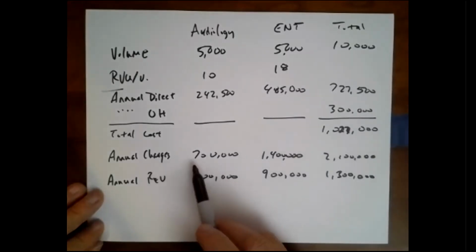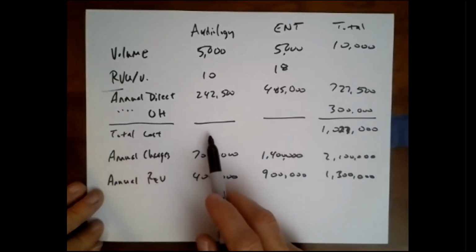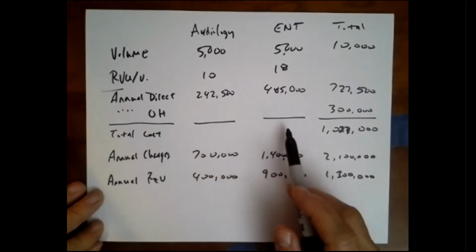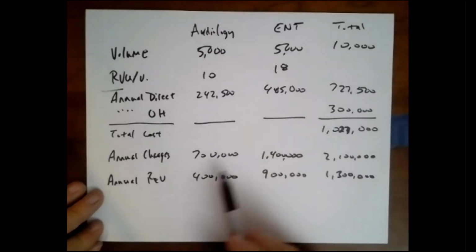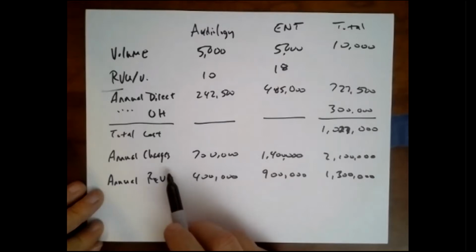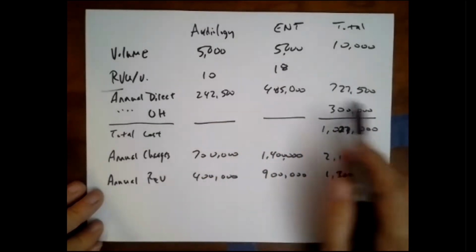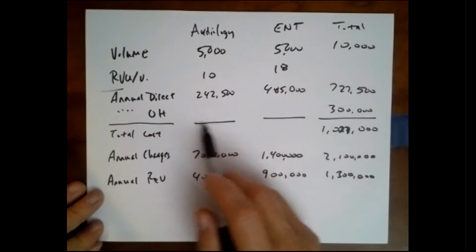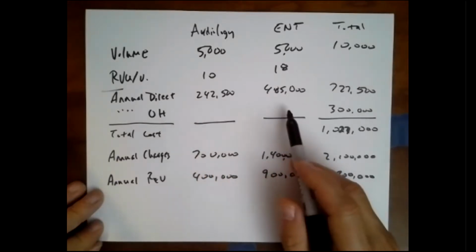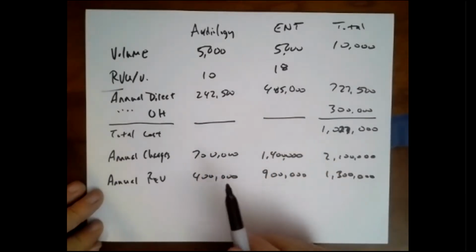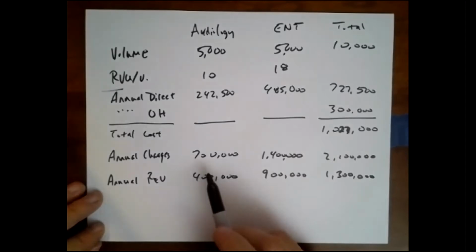Then we said, okay, we don't know what the total cost of running audiology is just yet, and we don't know what the cost of running ENT is just yet. But we do know how much they charge. And the reason we don't know that is because we don't know how much of the 300,000 should be allocated to audiology and how much of it should be allocated to ENT. So that's what we're going to figure out using the cost to charge ratio.